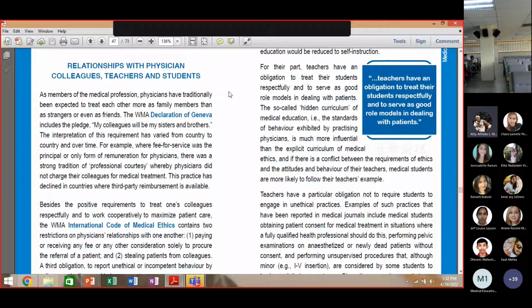So before, when a physician renders some service, of course, the physician expects to be paid. However, today, if a physician renders a service to a colleague, then by virtue of professional courtesy, the physician will not accept payment. Physicians did not charge their colleagues for medical treatment. This practice has declined in countries where third-party reimbursement is available.